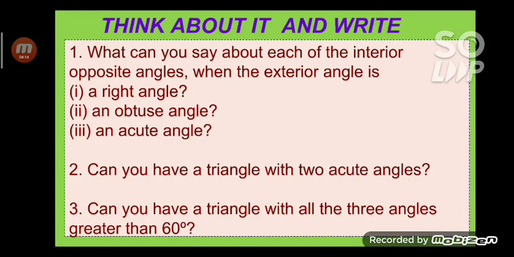Think about it and write in your notebook. What can you say about each of the interior opposite angles when the exterior angle is a right angle, an obtuse angle, an acute angle? Can you have a triangle with two acute angles? Can you have a triangle with all three angles greater than 60 degrees? Just think about it and write in your notebook.